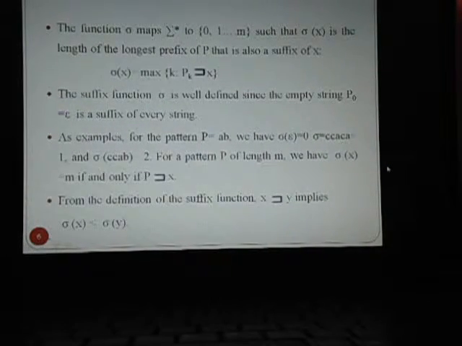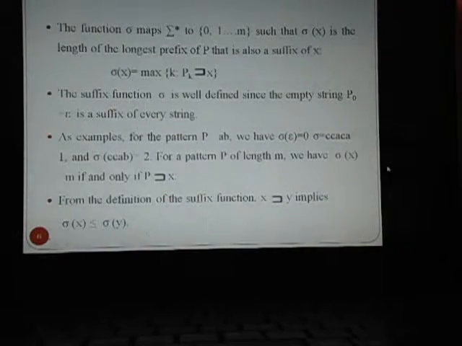I will show it in the figure. For a pattern P of length m, we have sigma of x equal to m if and only if P is a suffix of x. From the definition of the suffix function, x being a suffix of y implies sigma of x is less than or equal to sigma of y.